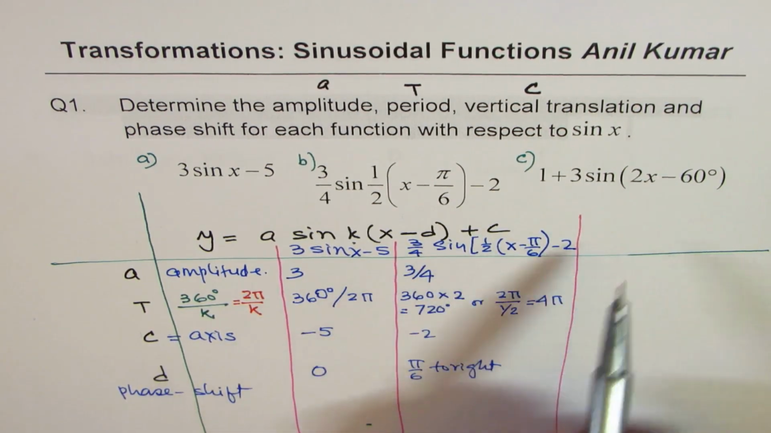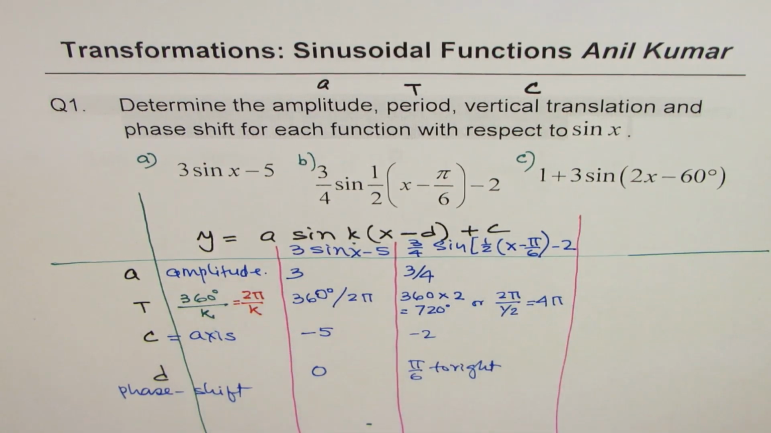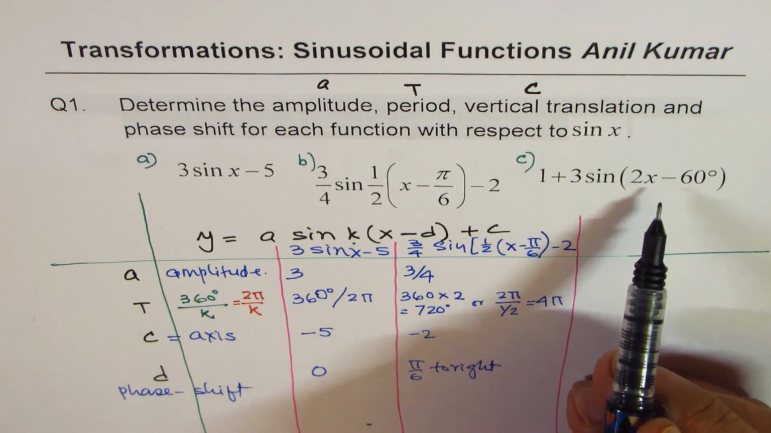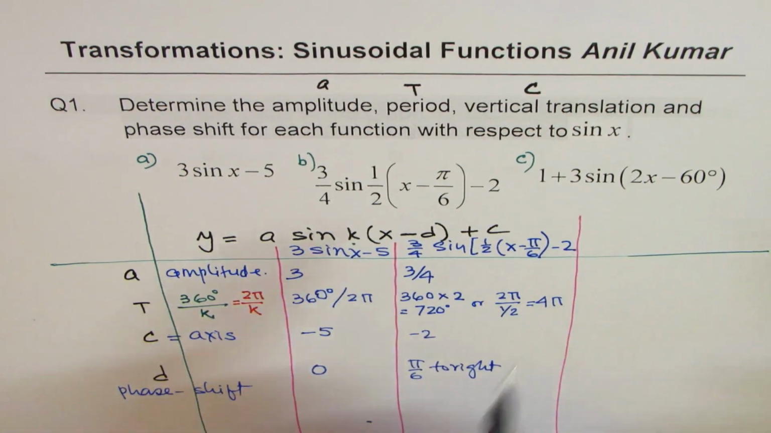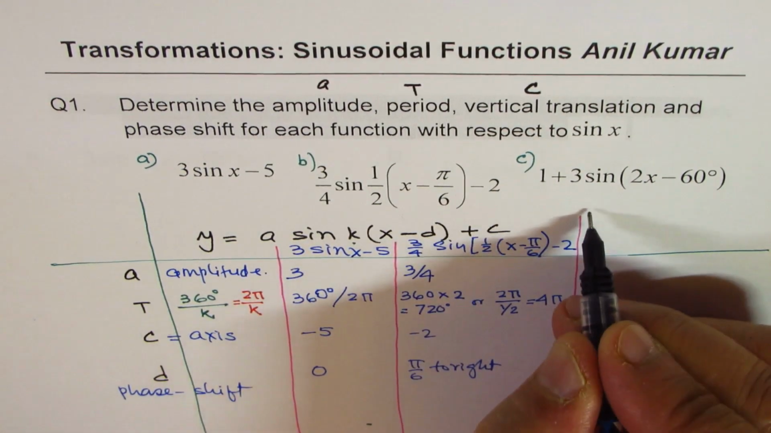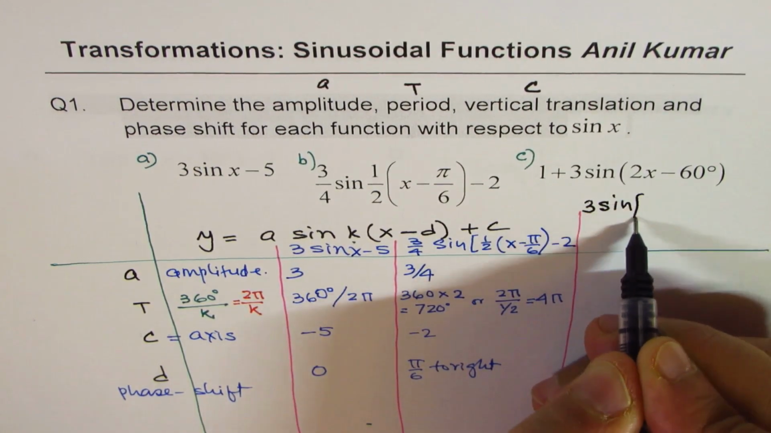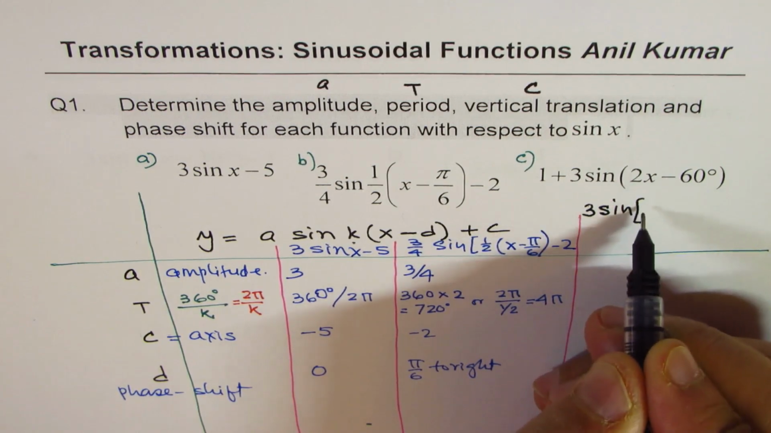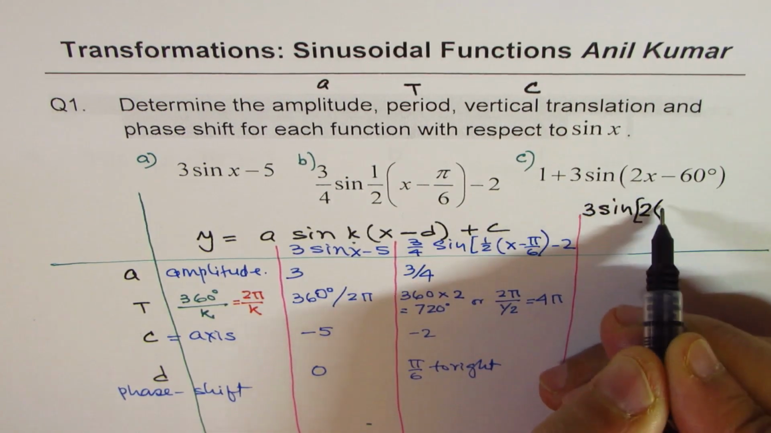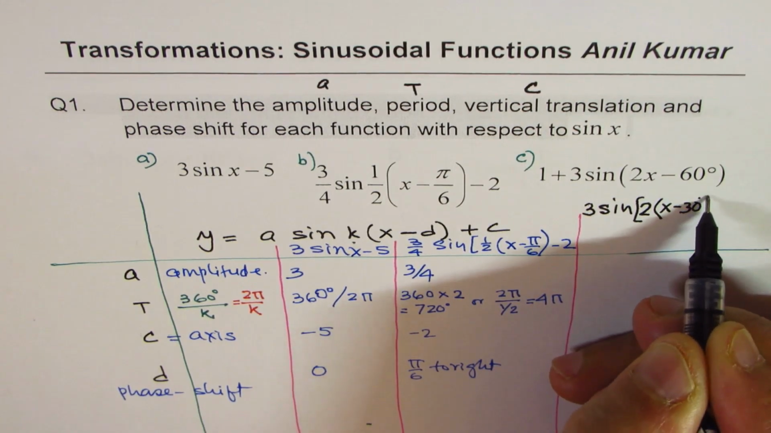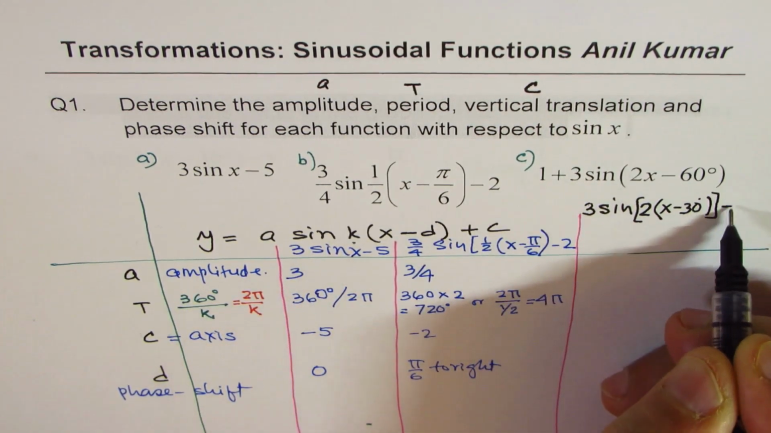I actually rewrote these mainly because of this particular equation. Now it's a good practice whenever you get the equation in this form to write it in general form, right? So we could write this as 3 times sine. So write amplitude first. You have to factor 2 out. So we get 2 here. And then x, when you factor 2 out, you get 30 degrees. So that becomes the phase shift. Do you see that? And then plus 1.